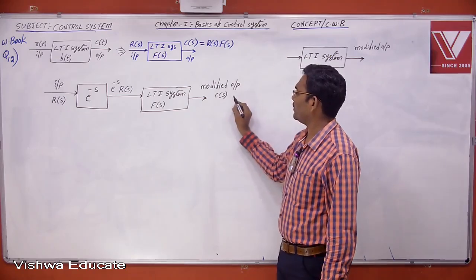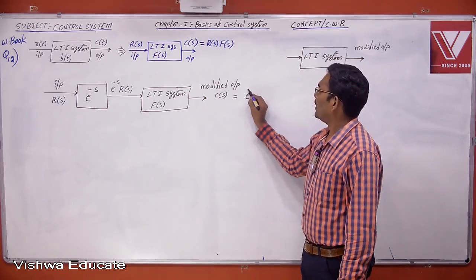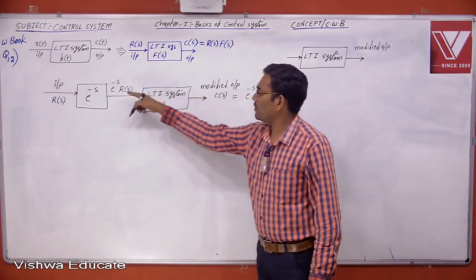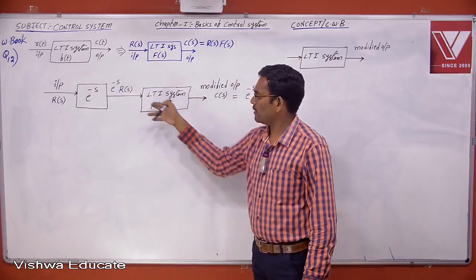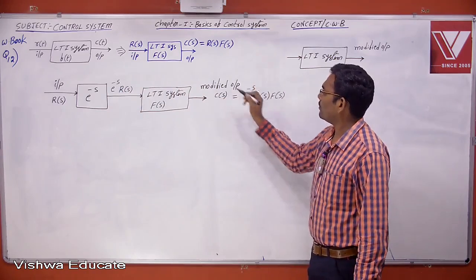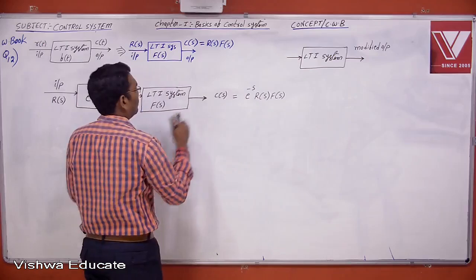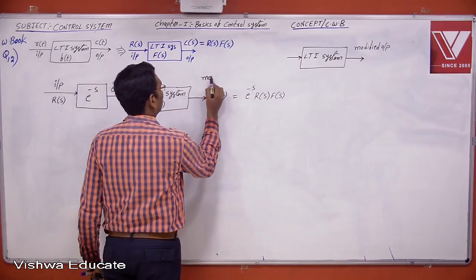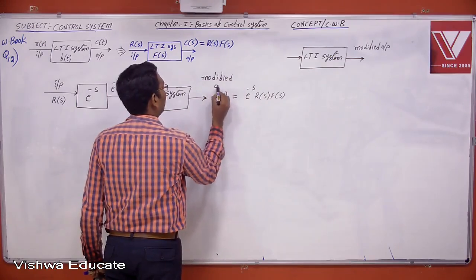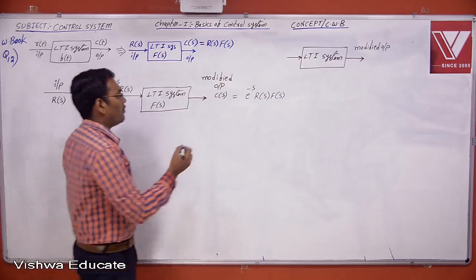First we will see in frequency domain. Therefore, C of S is equal to e power minus S into R of S into F of S, all in frequency domain. Therefore, this is the modified output. But this is in frequency domain, and we want it in time domain.